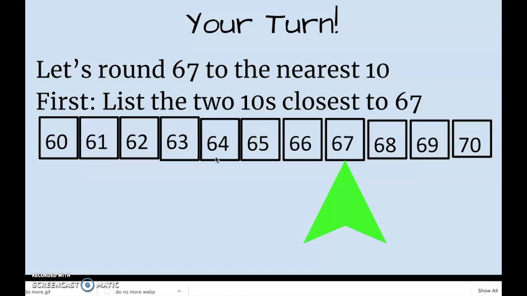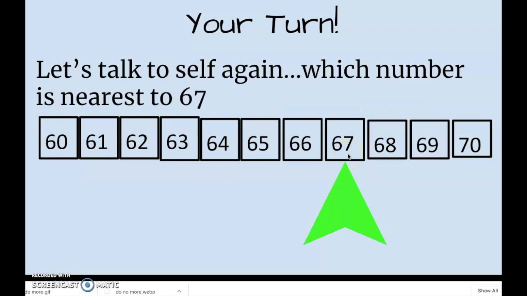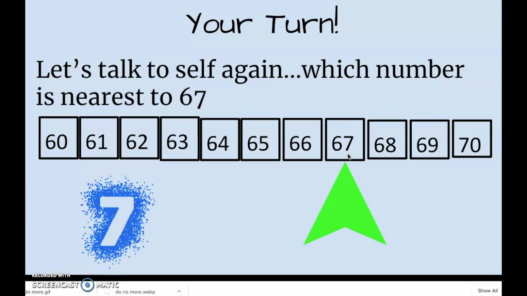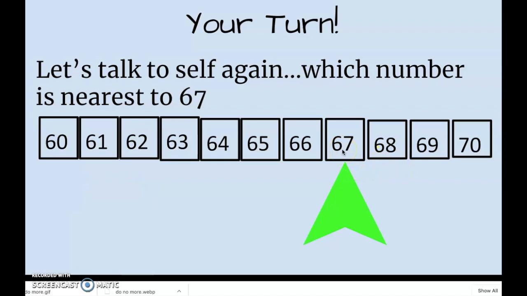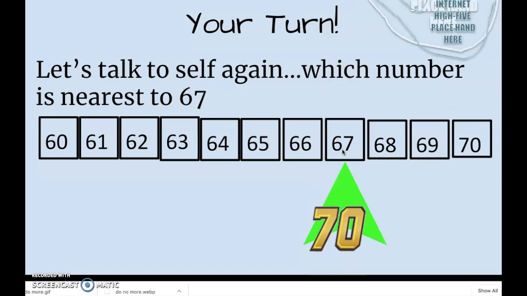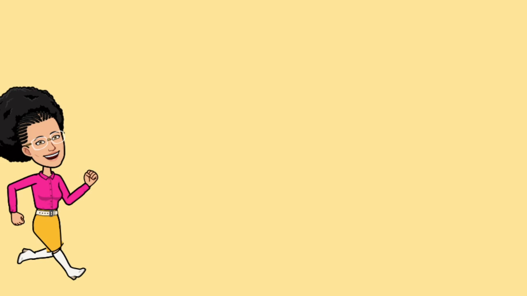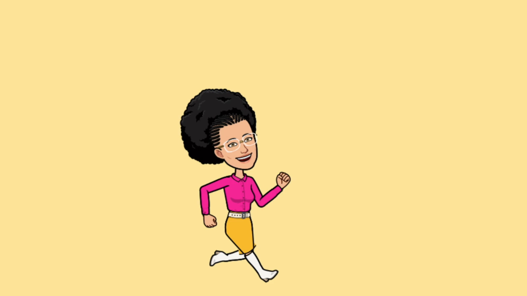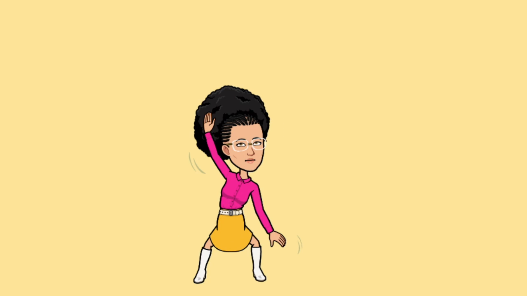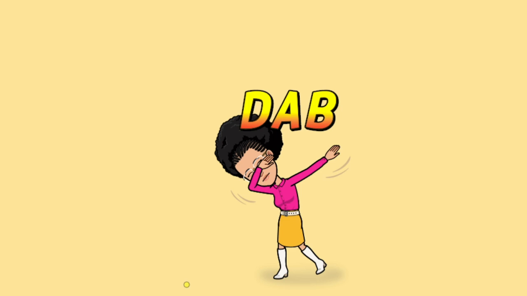So from my 60, I'm going to hop all the way to 67. 1, 2, 3, 4, 5, 6, 7. That took me 7 hops. All right, I'm going to hop from my 70. 1, 2, 3. 3 hops. Took me 3 hops. So which number is it closest to? Let's see what you got. Did you get 70? Yay, good job. Give me a high five. Good job on that one. Hope this makes sense. Remember, you can pause, rewind, rewatch as many times as you like.